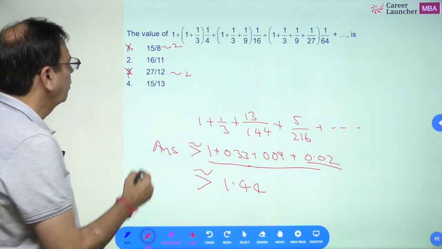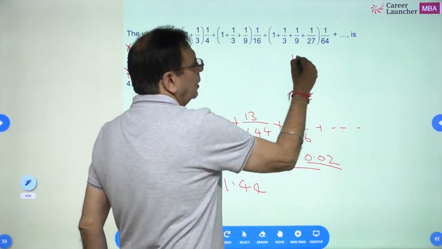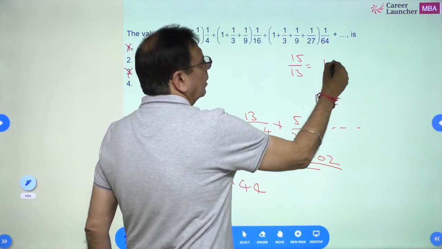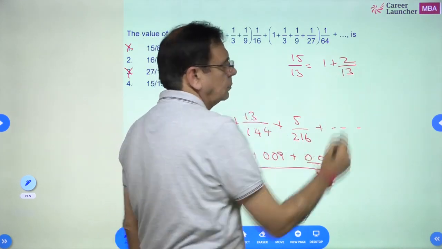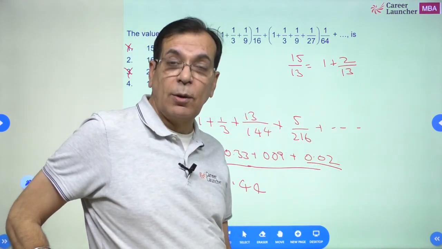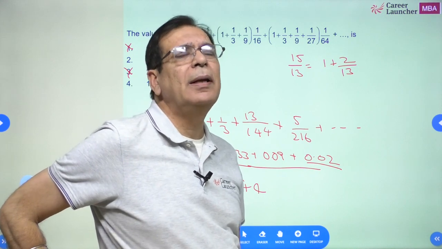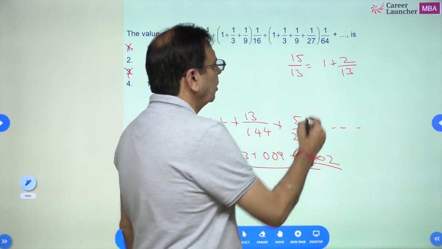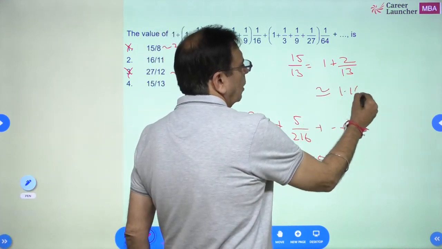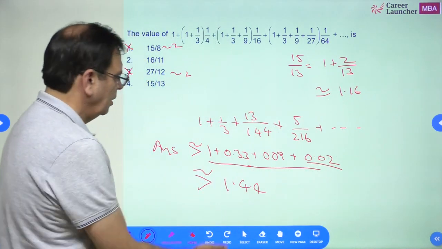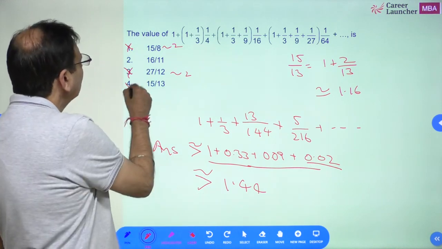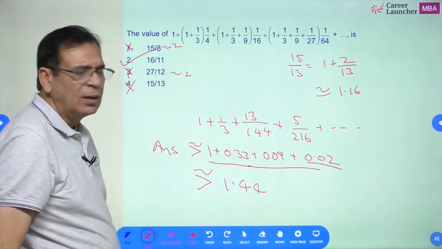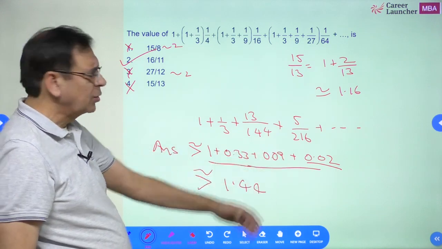Two choices. 15 by 13. How much is 15 by 13? 1 plus 2 by 13. 1 by 13 is 7.7%. 2 by 13 will be approximately 15.4%. So that is approximately 1.15, 1.16. We need a value more than 1.44. This one also says so, this will be the answer. Okay, infinite series, this is what you're supposed to do.